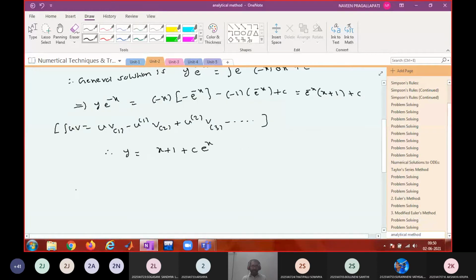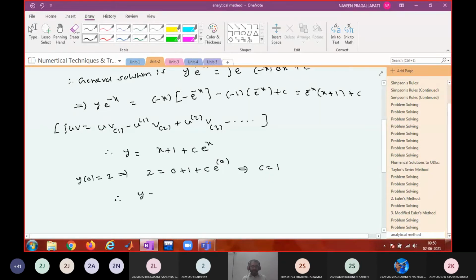Now, if you use the condition y of 0 equals 2, that means 2 is equal to 0 plus 1 plus c e power 0. You have to put x equal to 0, y equal to 2. The initial condition is y of 0 equal to 2, right? So that means what is c? c equal to 1. Therefore, what is the actual solution?